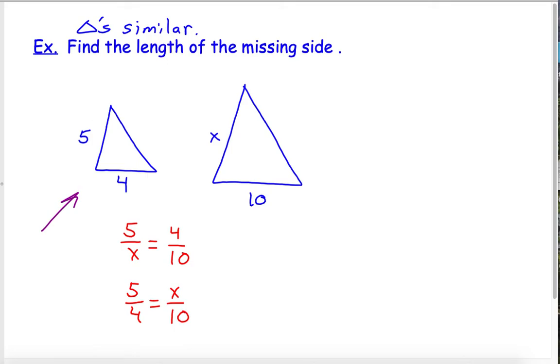We could say 10 over 4 equals x over 5. That would be valid. We could say, how about 4 over 10? That would have to equal 5 over x. Okay? But notice, in all these different possibilities, when you cross multiply, 5 times 10 equals 4 times x.